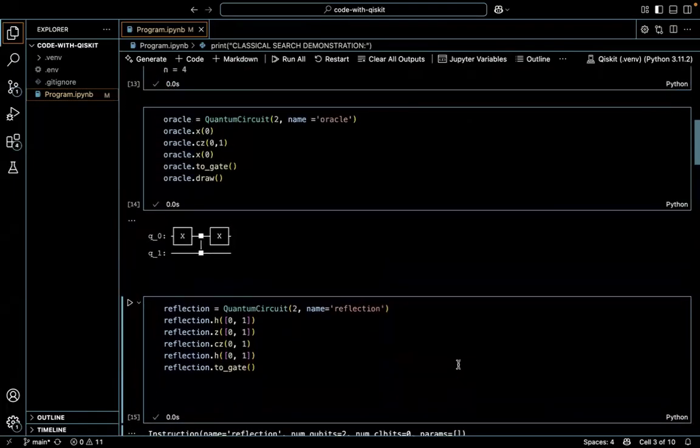Now let's implement this quantum solution. We need only 2 qubits to represent the 4 possible indices in our list. This is our quantum oracle implementation, as we discussed in our diagram.